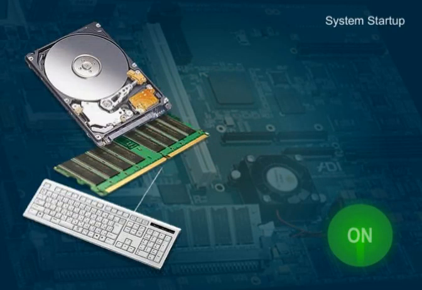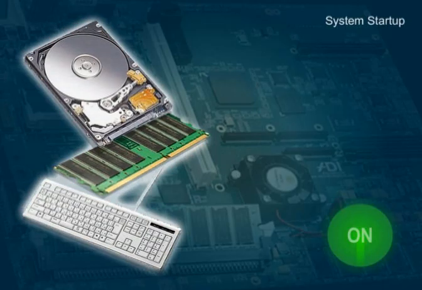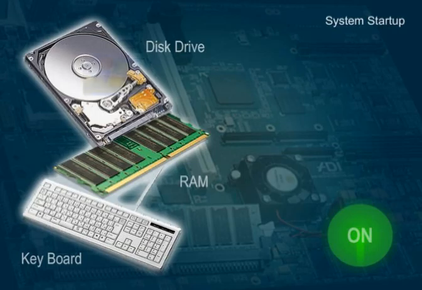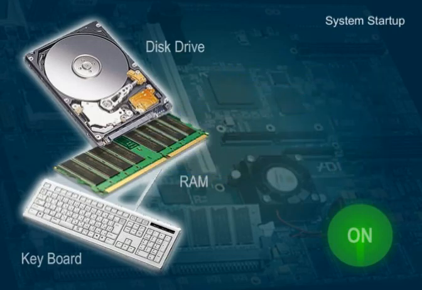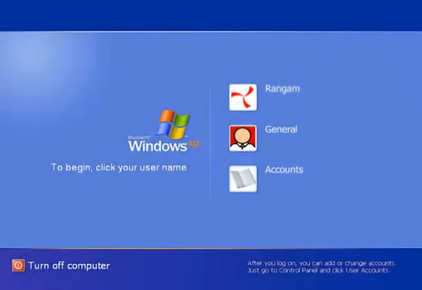A startup program determines if the connected devices and components like keyboard, RAM, and disk drives are in place and operational. The program is known as BIOS, or Basic Input-Output System, and is located in flash memory on the motherboard. If everything is fine, the operating system, like Windows XP, is pulled up from the hard disk and placed in RAM. When Windows gets loaded into RAM, a welcome screen is displayed.